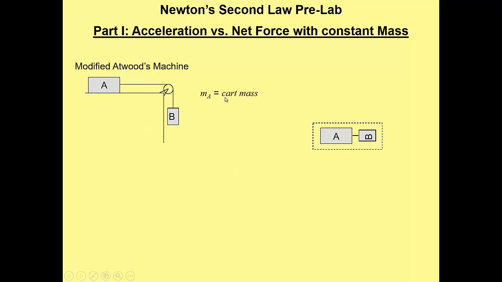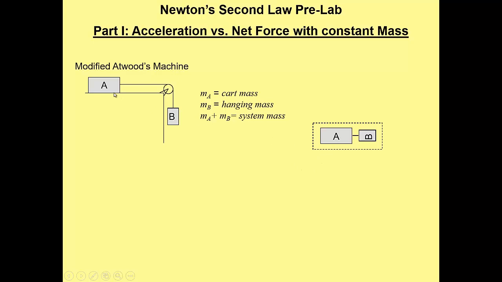So we're going to call m sub A the cart mass. We're going to call m sub B the hanging mass. Hanging mass. And then the two of them together is the system mass. If you remember, you can control the hanging mass and the system mass in the video. You can choose different hanging masses and different system masses. In this lab, the cart mass is just part of the system mass. Okay? So let's do a little force diagram, and then that'll help us decide how we're going to use these things to do the lab.